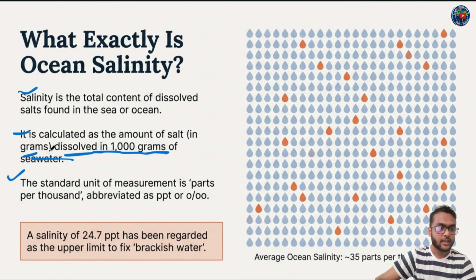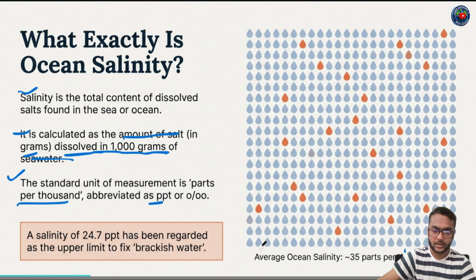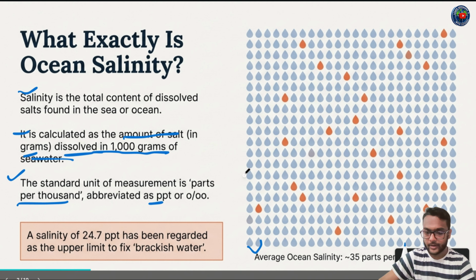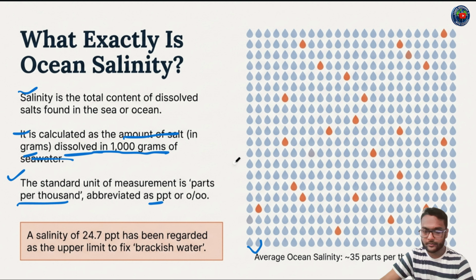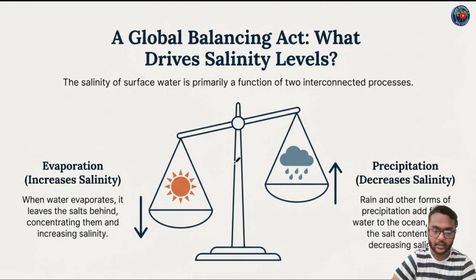Salinity means the amount of salt dissolved in 1000 grams. Its measurement is parts per thousand, or ppt. Average ocean salinity is 35 parts per thousand.